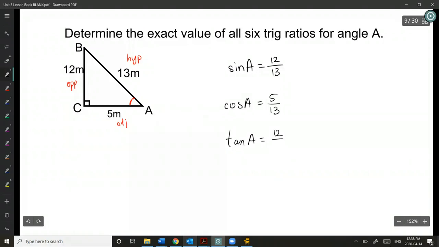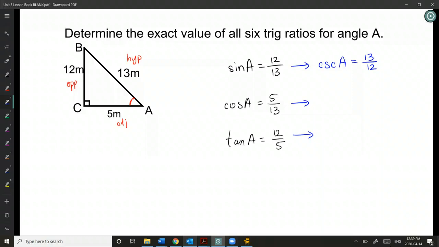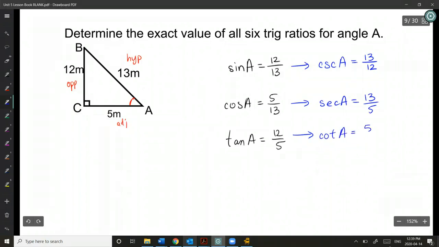is opposite over adjacent. Then to find the trig ratios that are reciprocal ratios, all we need to remember is which trig ratios are reciprocals of which primary trig ratios, and we'll just flip the fraction. So cosecant is the reciprocal of sine, so that means cosecant of angle A is 13 over 12. Similarly, secant is the reciprocal of cosine, so secant must be equal to 13 over 5. And cotangent is the reciprocal of tangent, so that must be equal to 5 over 12. So this is our solution for this question.